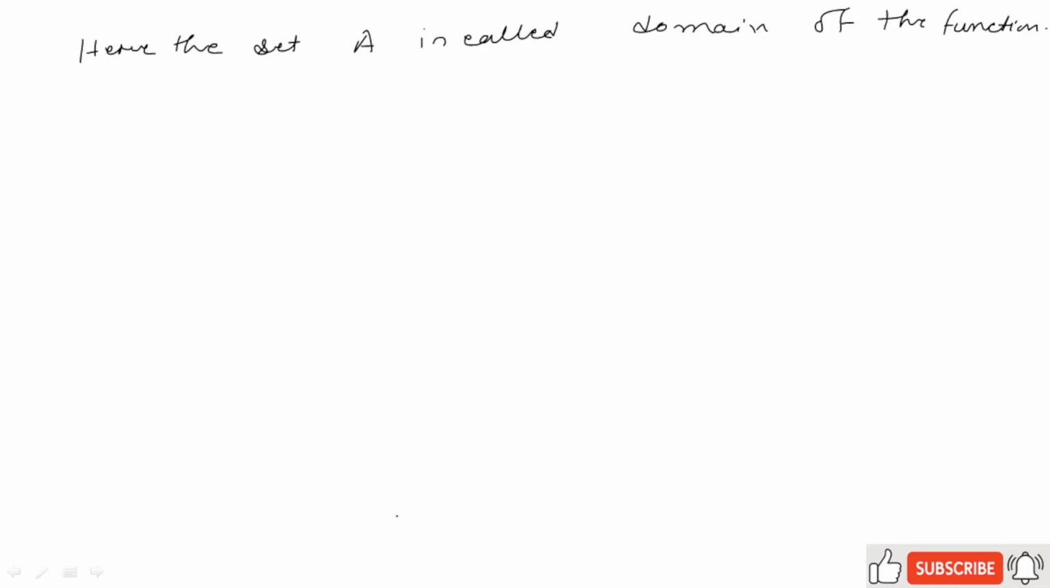We have already understood that there are two sets, A and B. Here the set A is called what? Domain of the function. If you are asked to write the domain of function f, you simply need to write the set A. The set which is present in the first position is called the domain of that function.